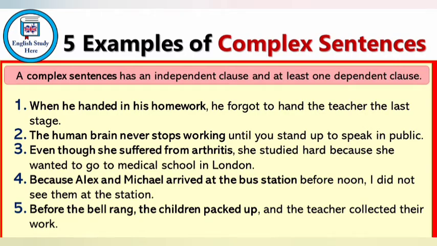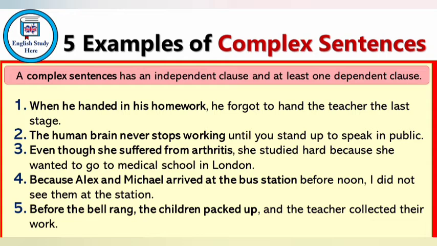Like, when he handed in his homework, he forgot to hand the teacher the last stage. So as you can see, in this sentence the first clause is the dependent clause, and the second one, he forgot to hand the teacher the last stage, is the independent clause.